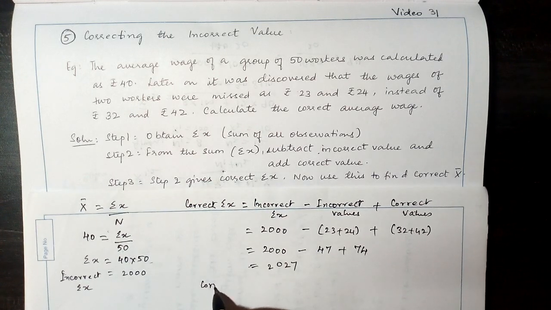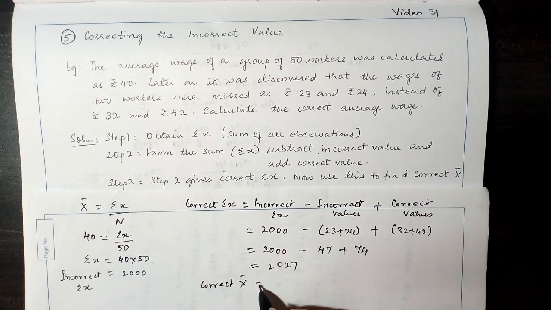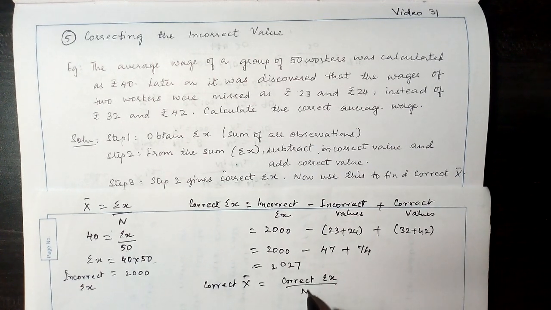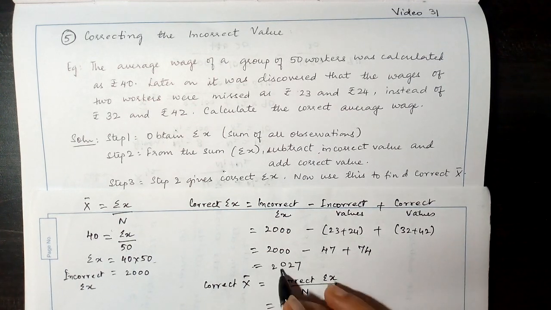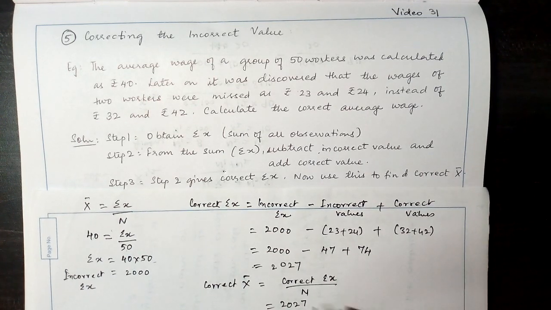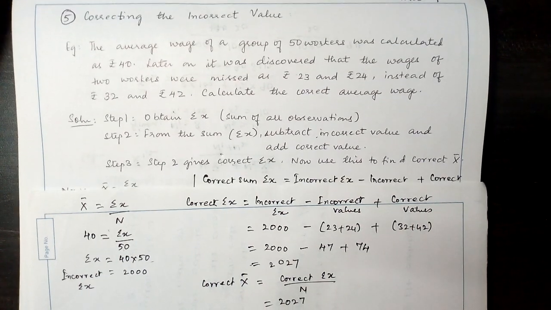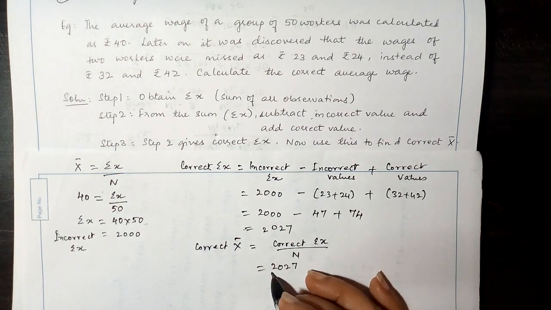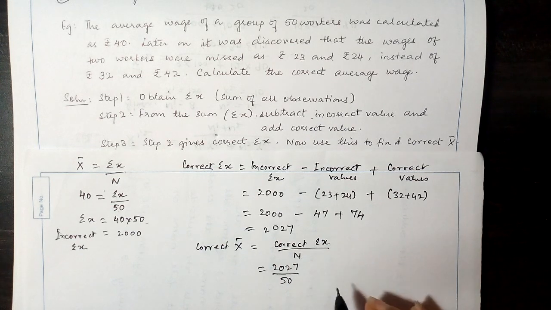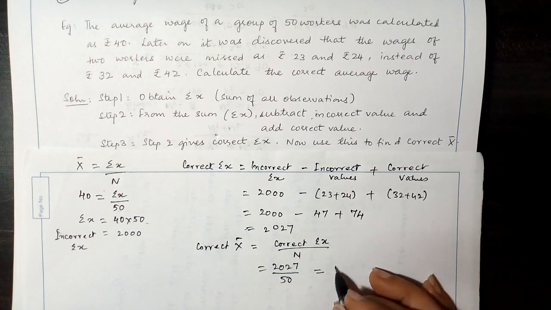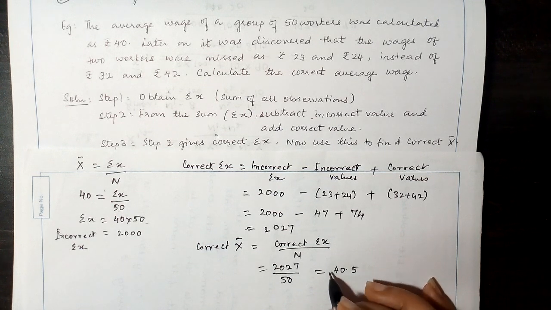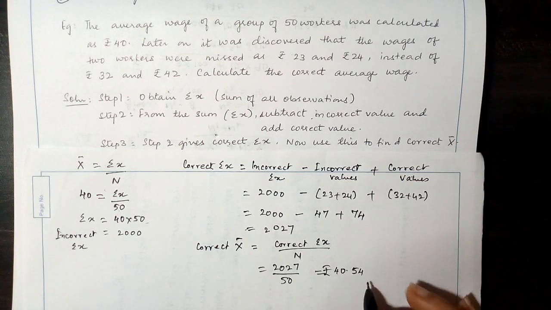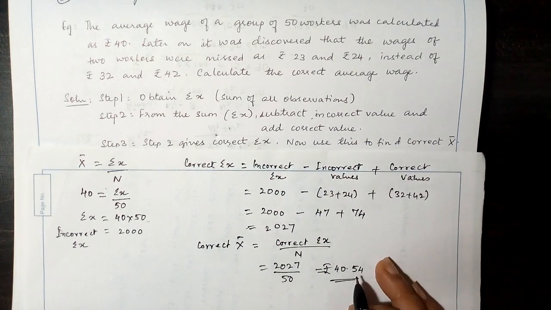Now what is the correct mean? The correct mean would be equal to the correct sigma x divided by n. The correct sigma x is 2027, so 2027 divided by 50, where 50 is the number of observations. This gives us roughly around 40.5, or to be more precise, rupees 40.54. So that is our new, corrected mean.